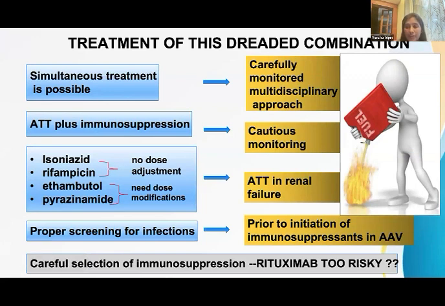Proper screening for infection before initiation of immunosuppression in all patients, whether transplant or ANCA vasculitis, is always necessary. In this case, I would need the opinion of the experts, but I think rituximab was too risky, and we were very frightened to start with a rituximab regimen, so we opted for a cyclophosphamide regimen. Post 3 months, she is doing fine with a creatinine of 0.8 and nil proteinuria and microscopic hematuria. Thank you.